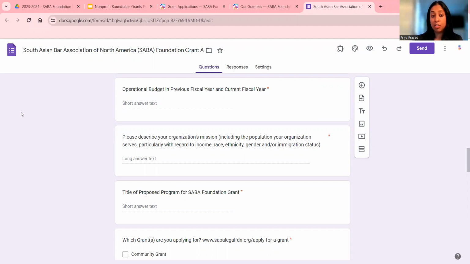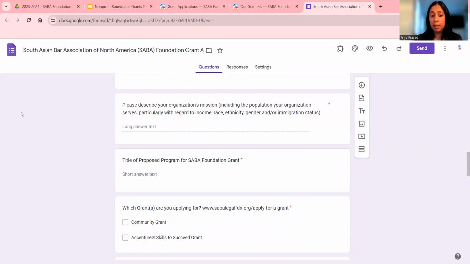The mission statement. In this case, you could use the mission statement of your organization, but again, you want to make sure you're tying the mission to the grant that you're applying for. So you don't have to necessarily use the mission in its exact words from your website or other materials. You can tailor it to this grant.